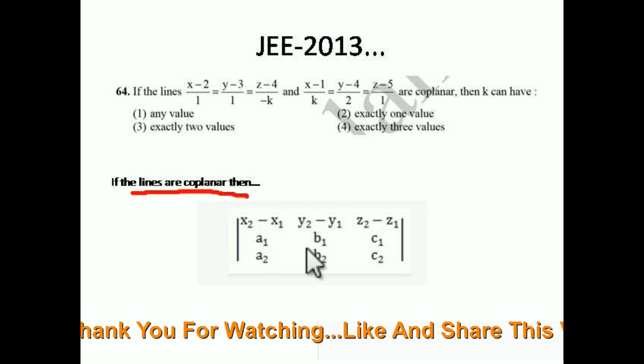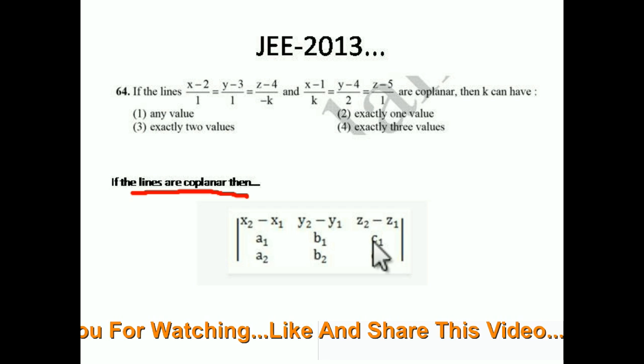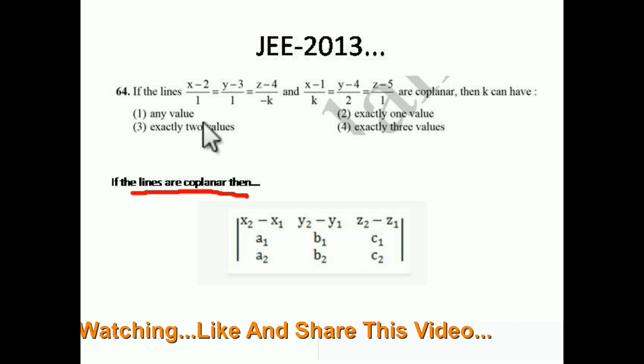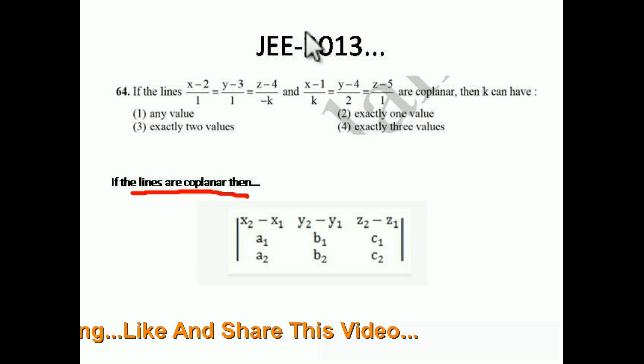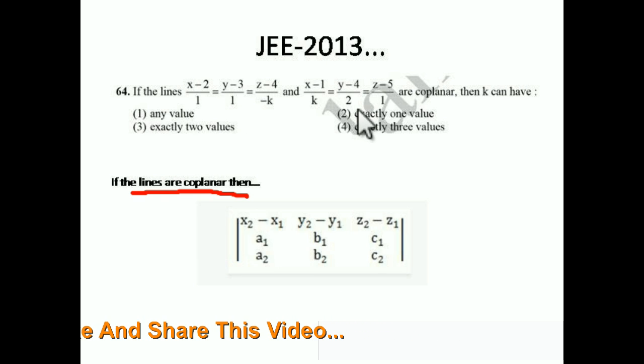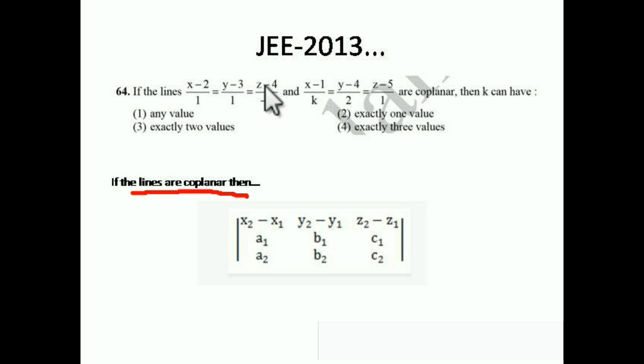And what is a1, b1, c1? a1, b1, c1 is the direction vector of the first line. a2, b2, c2 is the direction vector of the second line. So here x1, y1, z1. Tell me the value of x1, y1, z1. x1 is equal to 2, y1 is equal to 3, z1 is equal to 4, then x2 is equal to 1, y2 is equal to 4, and z2 is equal to 5.